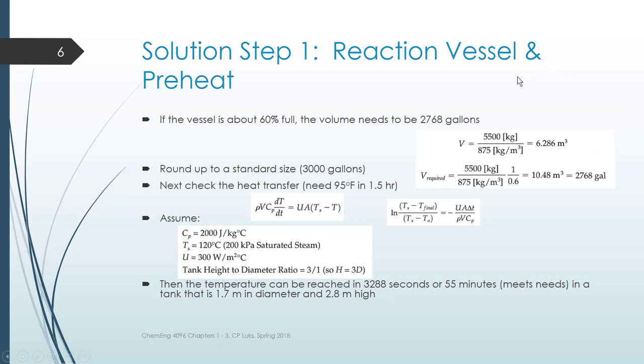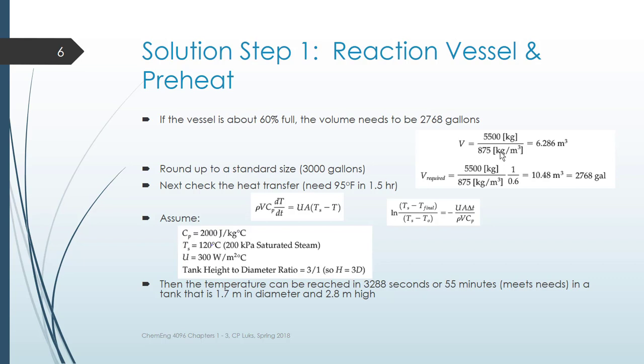They look at this and they do the calculations. They find out the volume they actually need. You don't want a vessel that's exactly that size. You'd like it to be a little larger. So they assume that the vessel should be about 60% full. That allows for a little expansion.